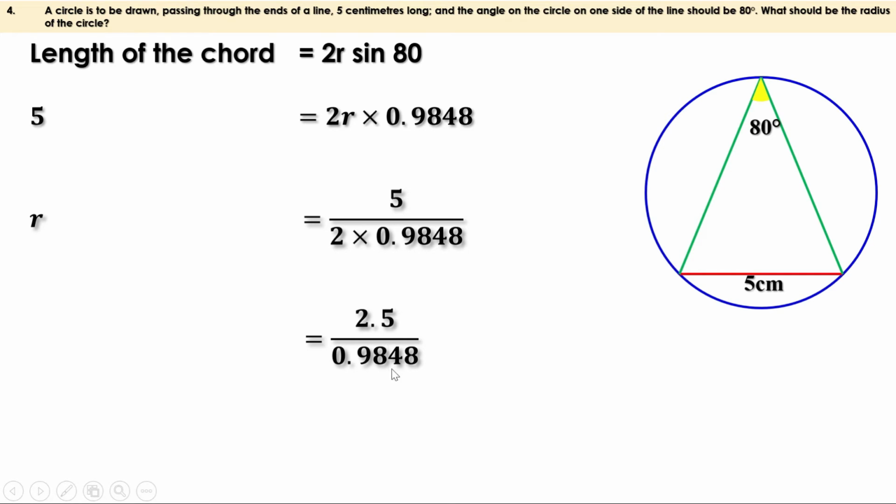Now, we can multiply both numerator and denominator by 10,000. We get 25,000 divided by 9,848. Dividing, we get 2.54 approximately. Or we can approximate this for 2 digits and write this as approximately 2.5 divided by 0.98. Then we can multiply both numerator and denominator by 100 and write 250 divided by 98. Anyway, we will get r approximately equal to 2.54. That is, the radius of the circle is approximately equal to 2.54 centimeters.